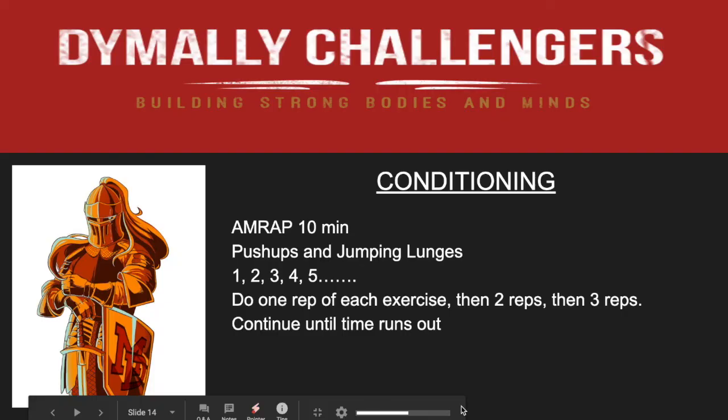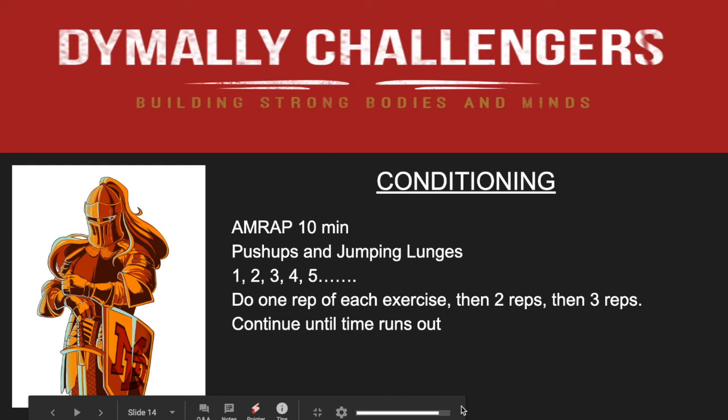It's a 10-minute AMRAP. So push-ups and jumping lunges are your 2 exercises. Now you're going to do a ladder up, meaning it's going to increase each time. So you're going to do 1 push-up, and then you're going to do 1 jumping lunge. Next you'll do 2 push-ups, and then 2 jumping lunges, 3, 3, 4, 4, all the way up until you run out of time. Okay?